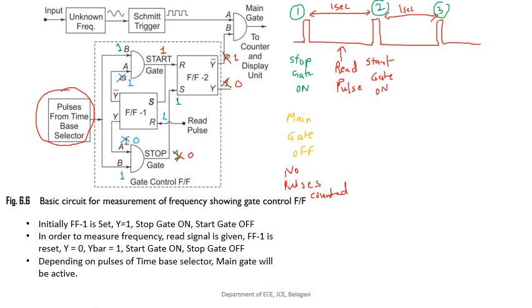And because of this what happens? Your main gate becomes on. Why? Because the y bar of flip-flop 2 is on, and you can count the pulses now.